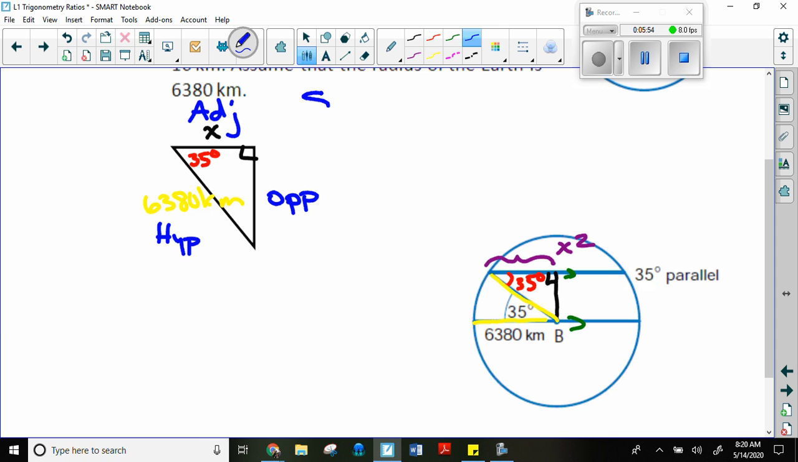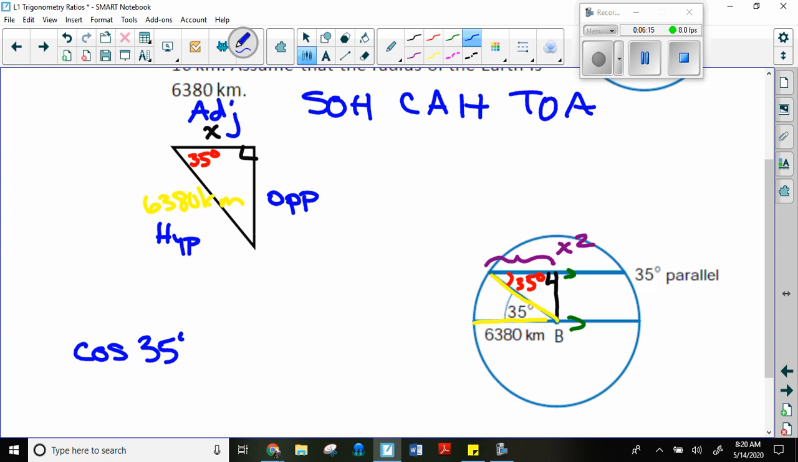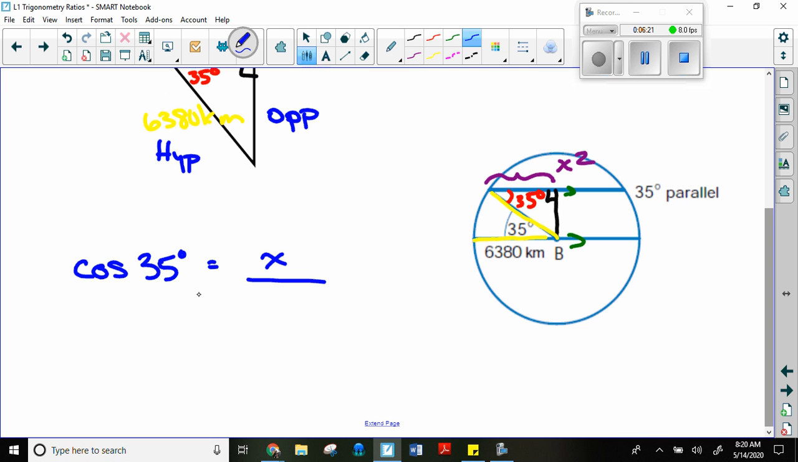Then we think of SOHCAHTOA. CAHTOA. And we look for the relationship. Because we're looking for x, we need the adjacent. And because we were given the height, it's adjacent and hypotenuse. Which of these are adjacent and hypotenuse? Cos. So, cos of the angle is adjacent, we don't know that side, over the hypotenuse, which we do know, 6,380.